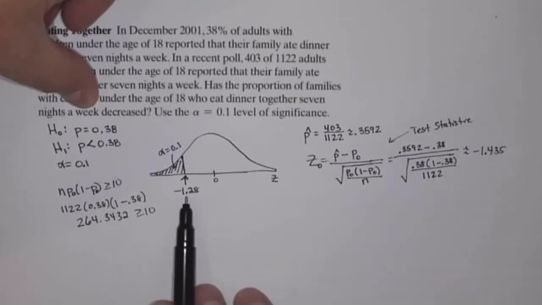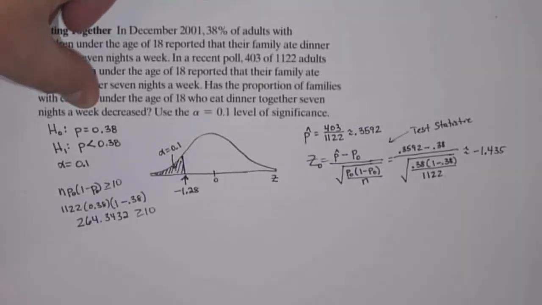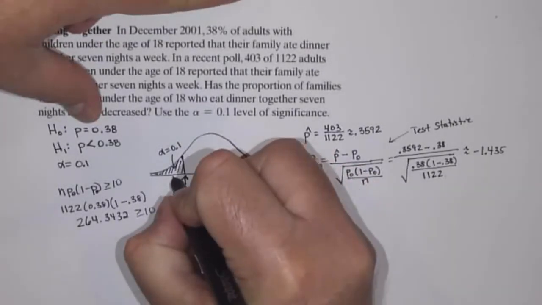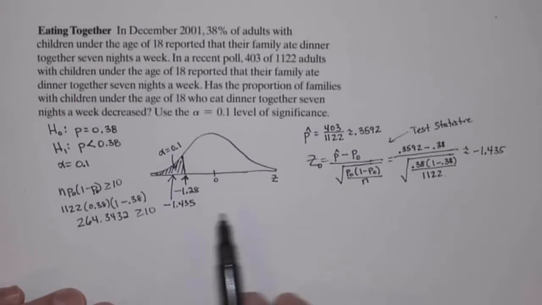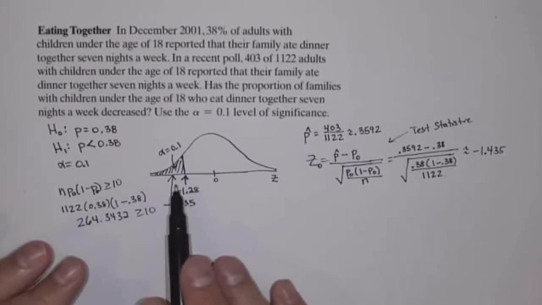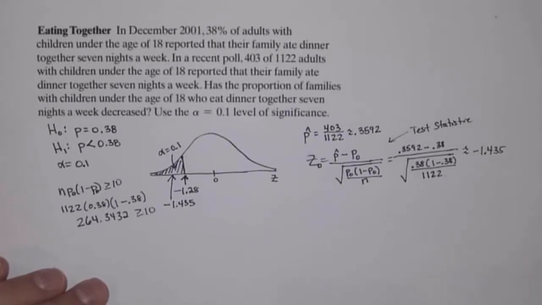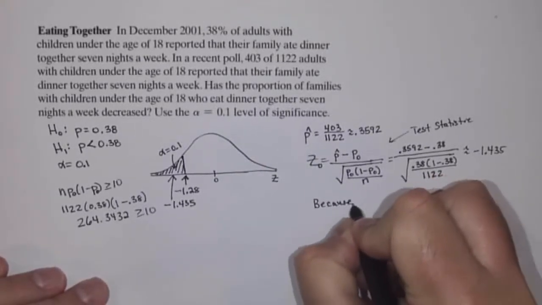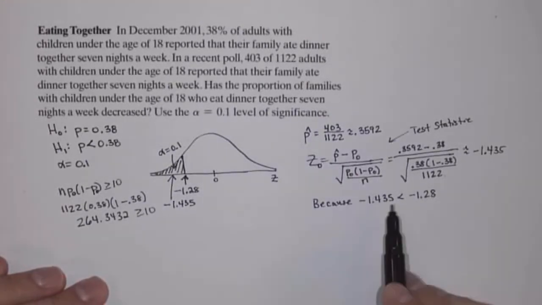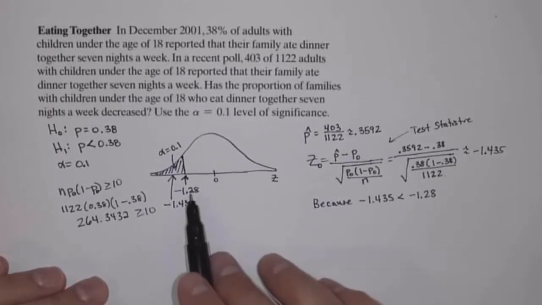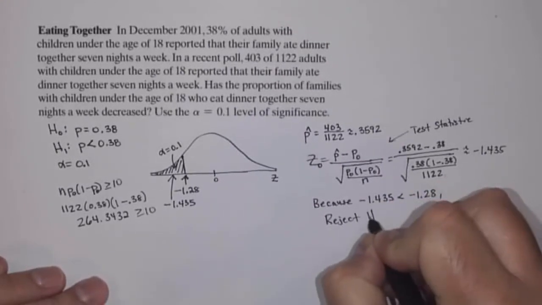Now, under the classical approach, I'm going to compare that value to my negative 1.28 that was separating the level of significance in the left tail from the right of that. So negative 1.435 would fall to the left of the negative 1.28. So in other words, that is falling over here into the unusual results area. So if that happens, then that is evidence to reject the null hypothesis. Because, in this case, negative 1.435 is less than negative 1.28, in other words, my test statistic, Z0, is less than my critical value, Z sub alpha, we're going to reject the null hypothesis.